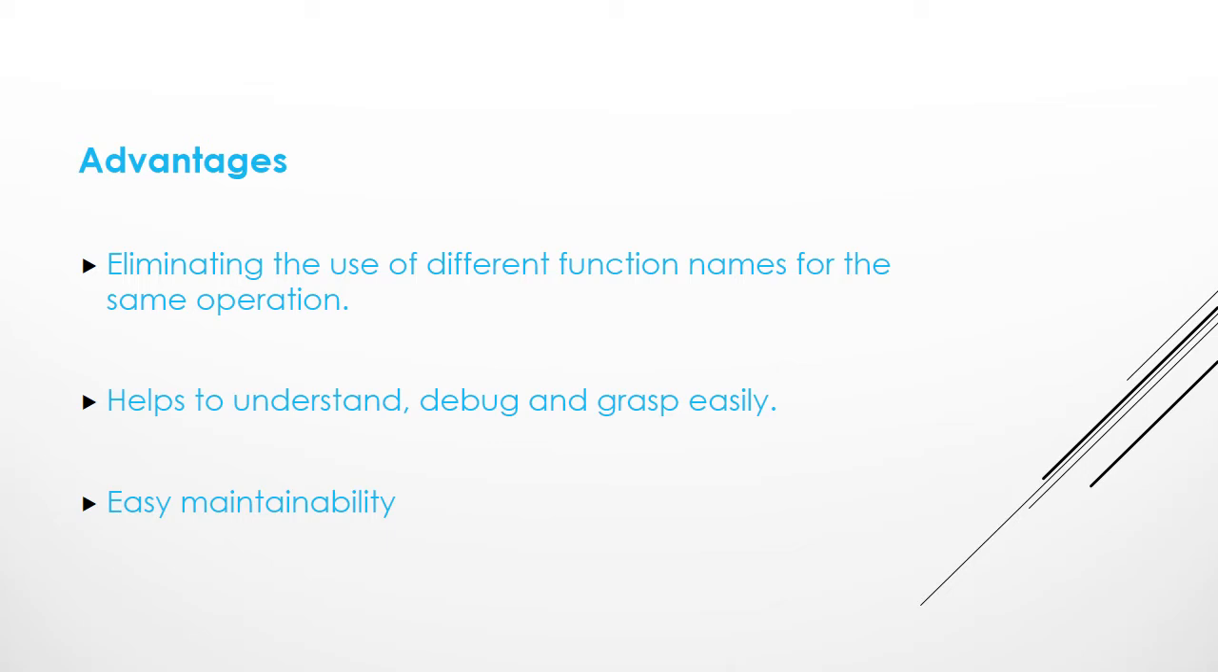When I look into the source file, I will immediately identify that this is a function for summing two integers and this is a function for summing two floats. I need not search for different names to define different functions, I only have to change the parameters. And thus it eliminates different function names for the same operation.